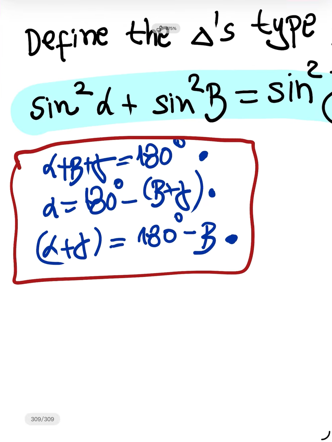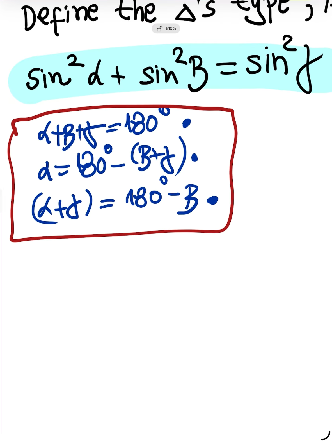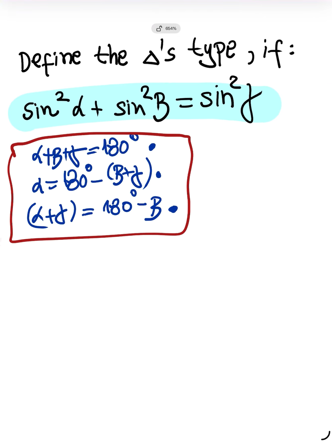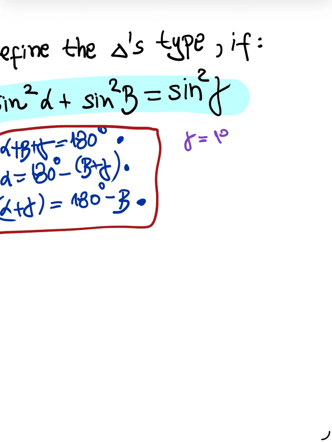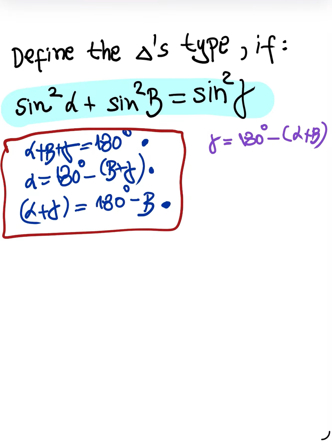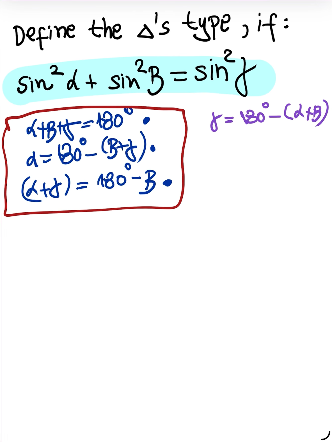So starting off with our identity, sinus square alpha plus sinus square beta is equal to sinus square gamma, how can we understand what the triangle is? Firstly, we have that gamma is equal to 180 degrees minus alpha plus beta. This is already true for every triangle where alpha, beta, and gamma are angles in this triangle. So therefore, we have sinus square alpha plus sinus square beta is equal to sinus square of alpha plus beta.